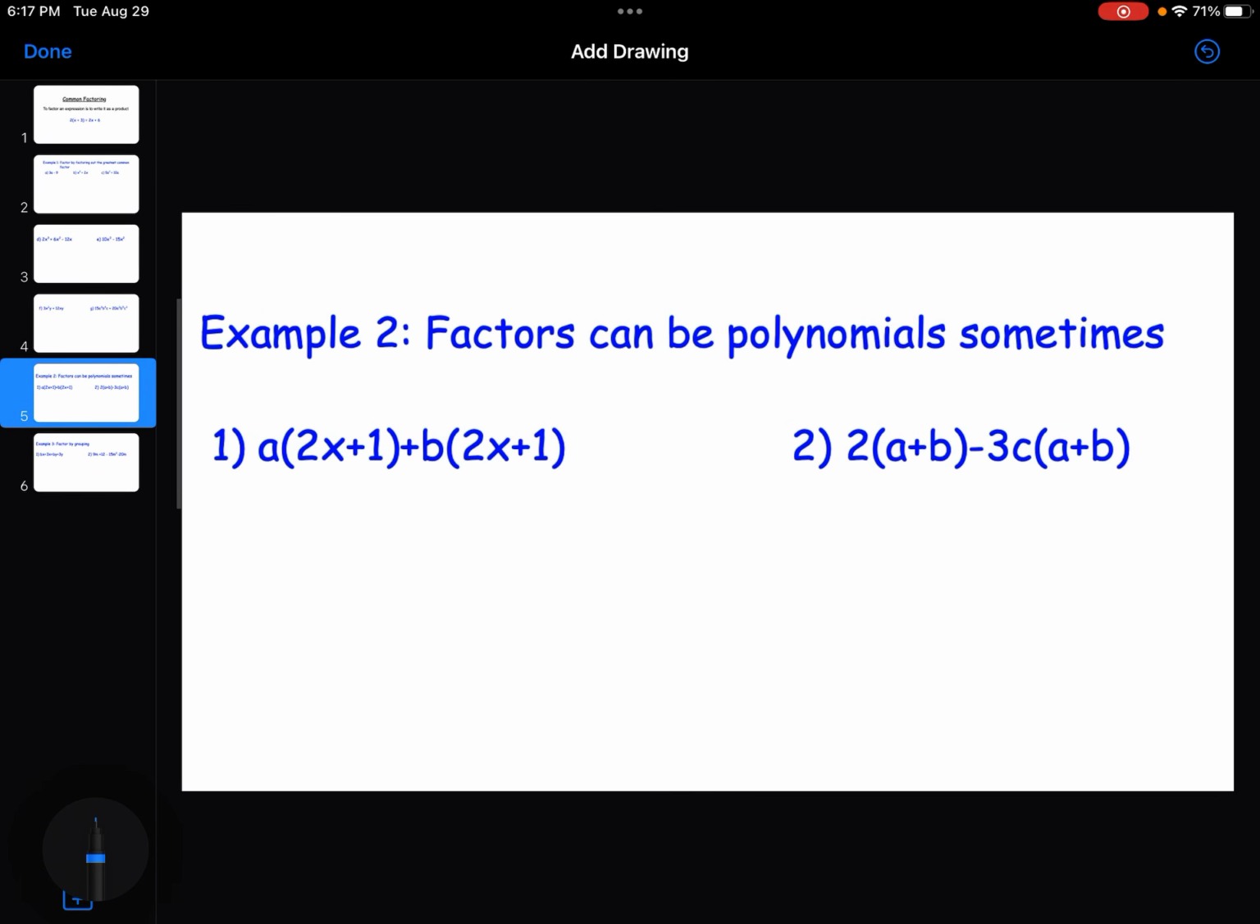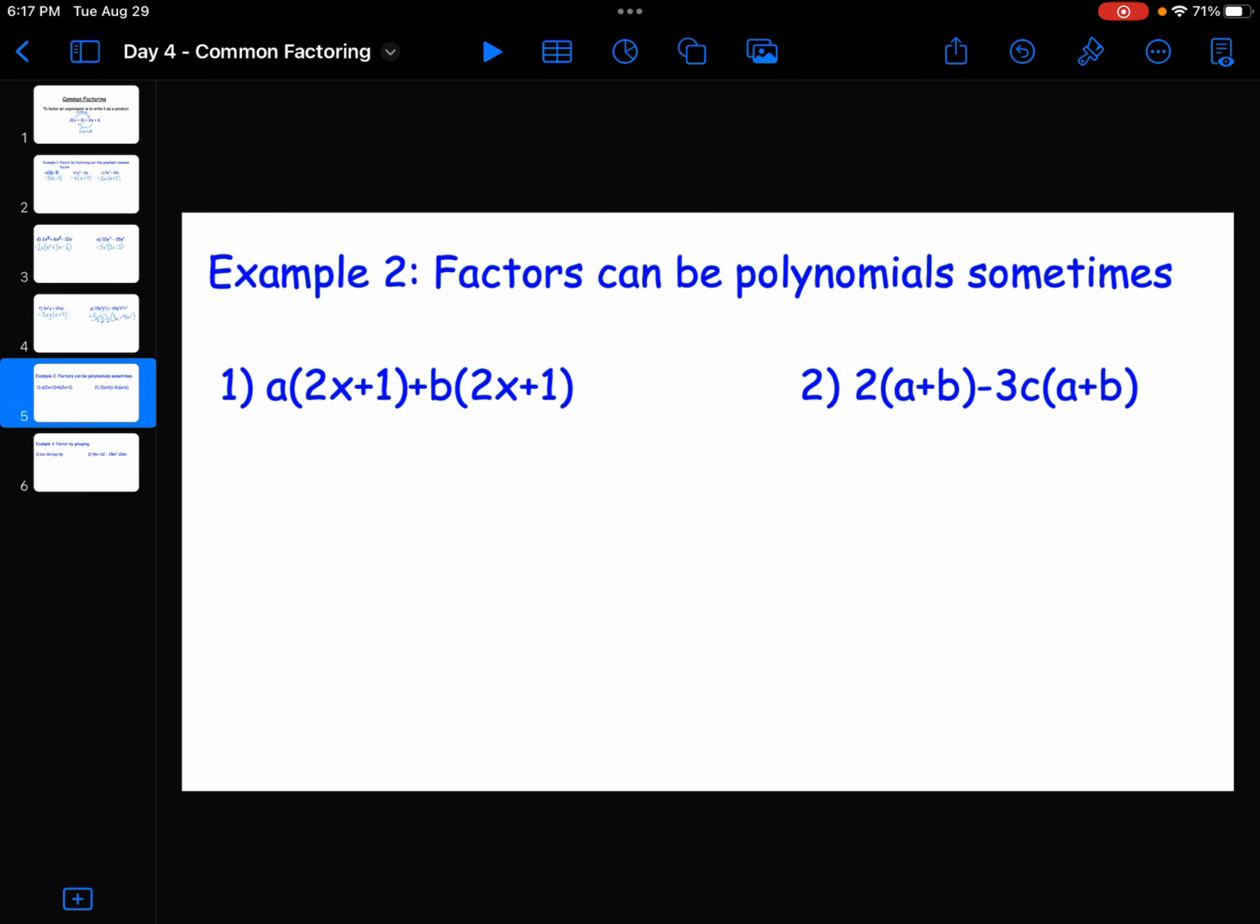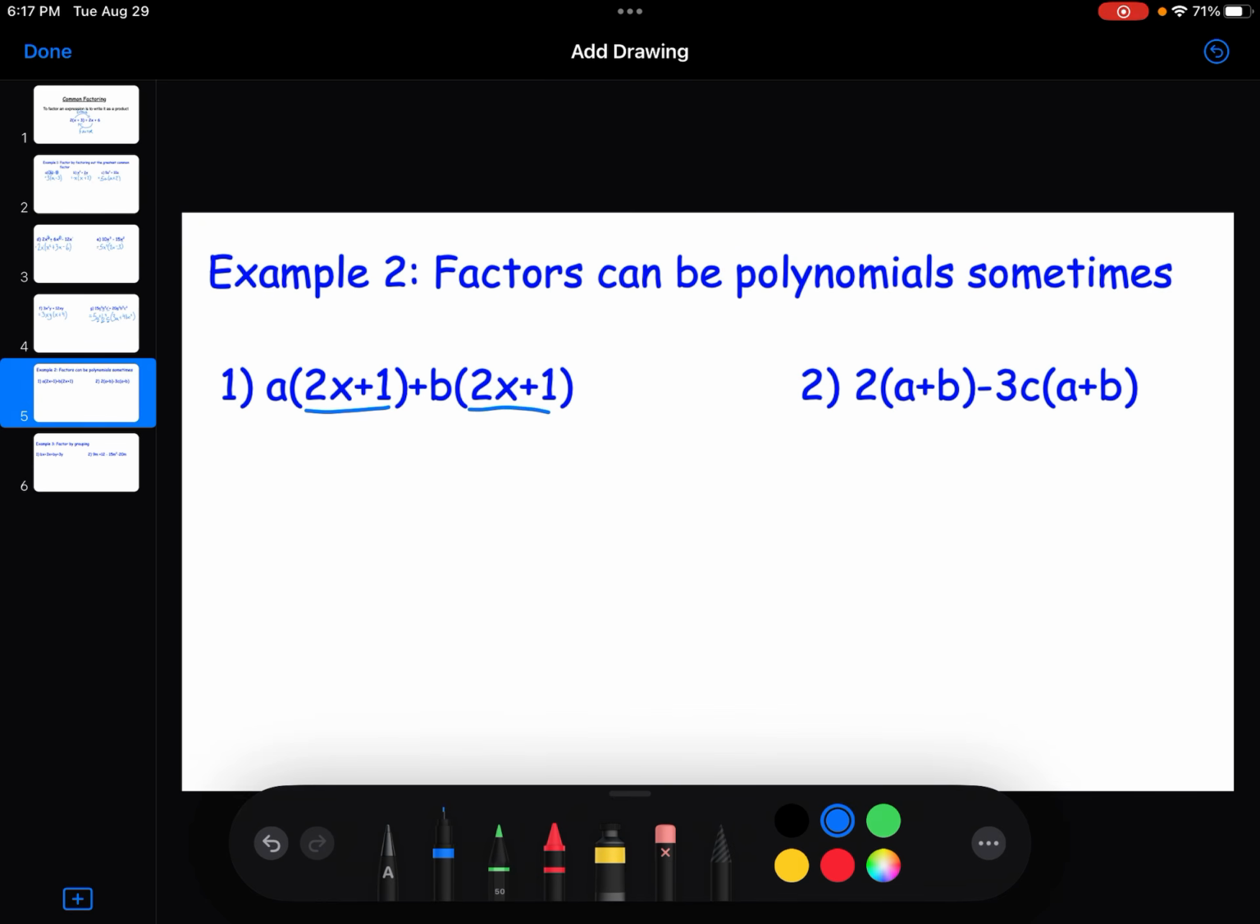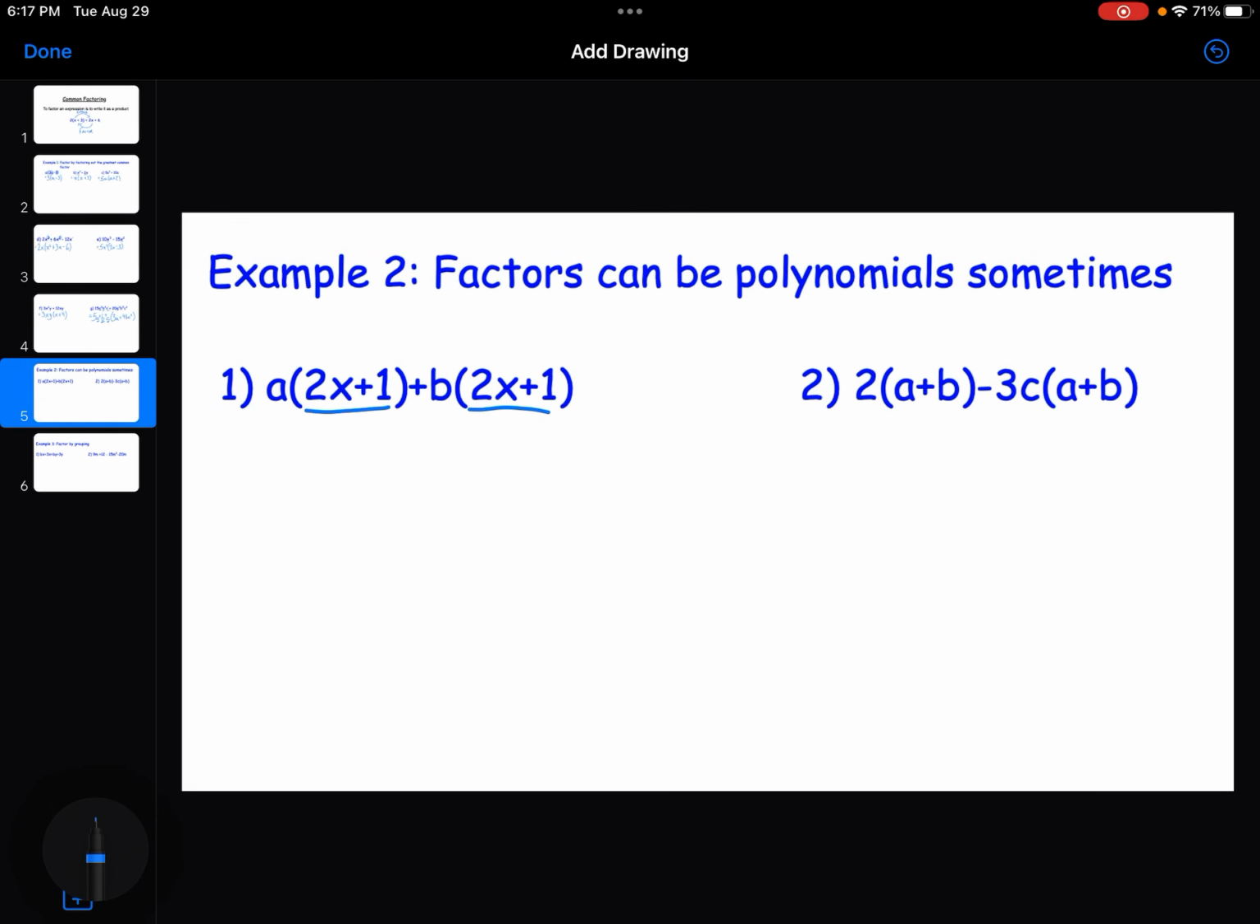This one's a little bit harder. So factors can sometimes be an entire polynomial. So if I'm looking at this, what I'm looking at is this whole value here is common in both of these terms. So what I'm going to do is I'm kind of thinking of it like this.